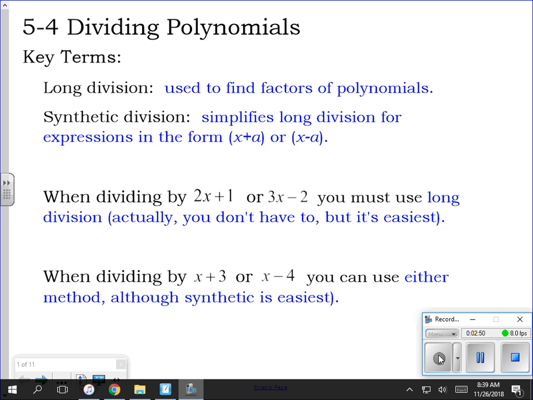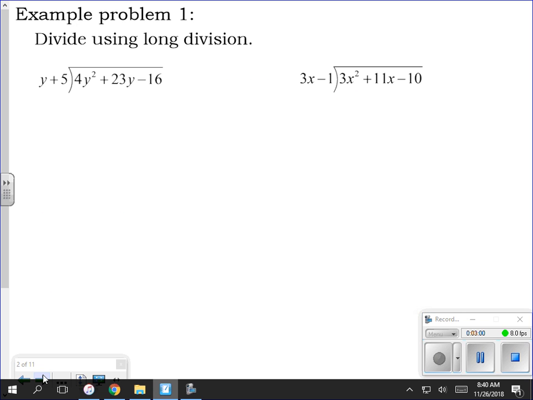Okay, and this is another one where when I grade the test, I can tell who was paying attention and who was not, just by the form that they try to use. Okay. So, like I said, we're going to start with long division today.